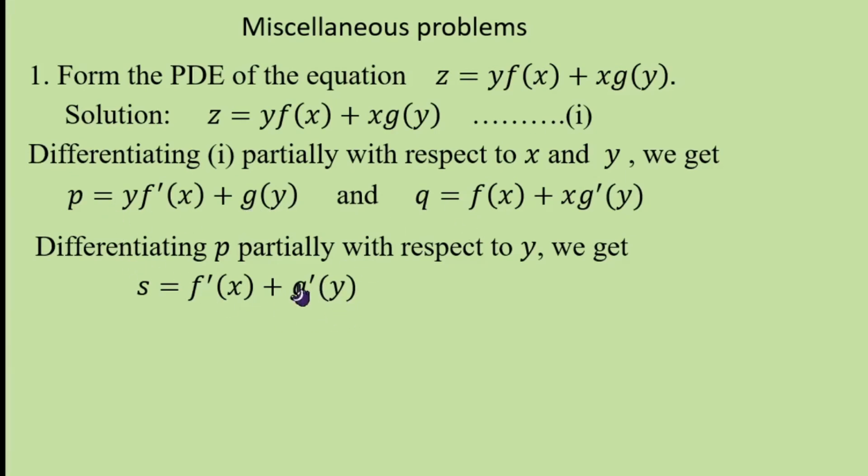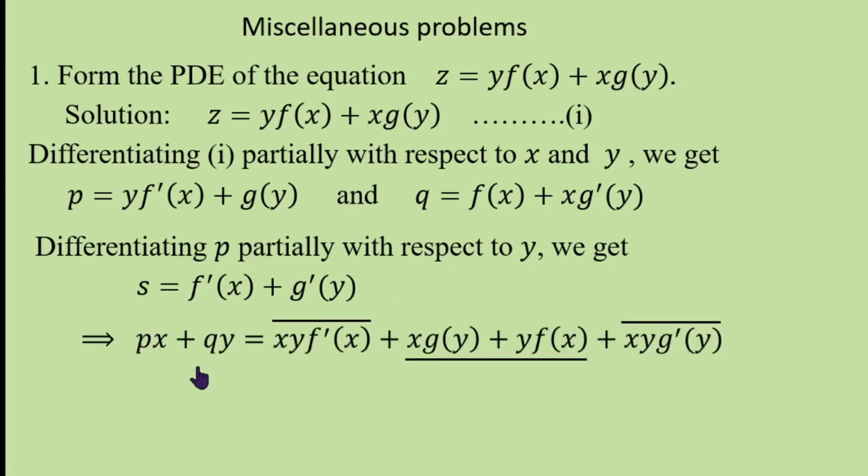Now, using these three, how can we eliminate f, f dash, g dash and g? Here, in p, one of the terms is g of y, in q the term is f of x. In z, f of x is multiplied by y and g of y is multiplied by x. Therefore, multiply p by x and q by y and then add.